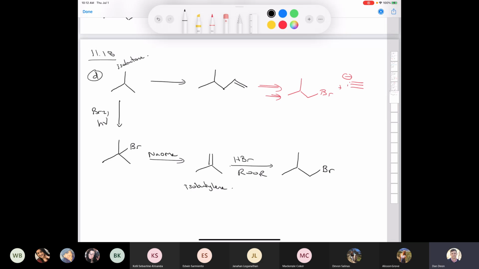All right. So now if we treat this with sodium acetylide, that's going to do an SN2 and give us this compound. And then in the last step, and I'm kind of running out of room here, we could just treat this with sodium and liquid ammonia, or we could treat it with hydrogen and Lindlar's catalyst. Either way is going to be perfectly reasonable.